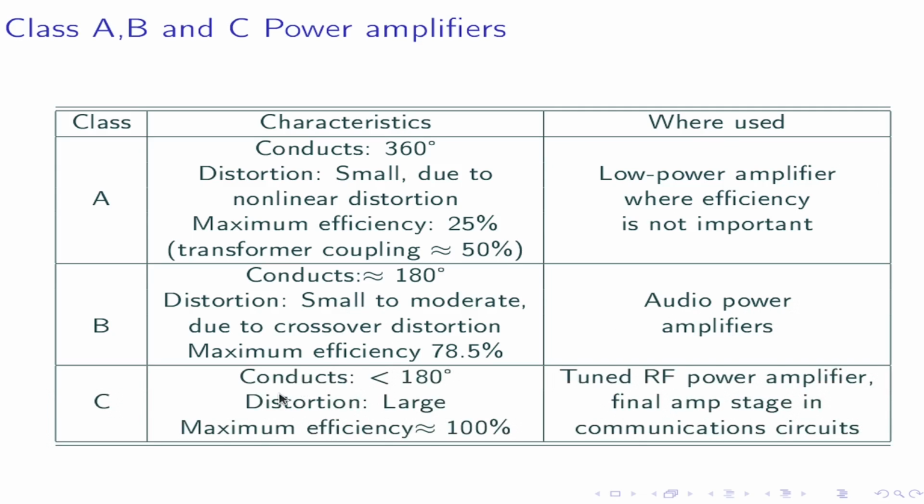Class C power amplifier conducts less than 180 degree and it has large distortion. Maximum efficiency is approximately 100%. It is used in tuned RF power amplifiers and in the final amplifier stage in communication circuits.